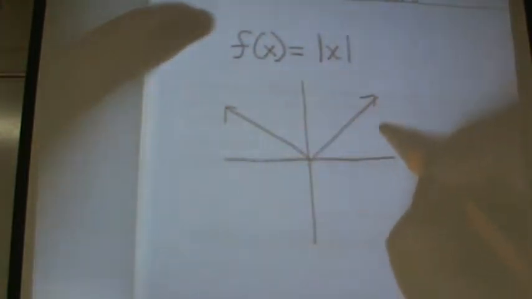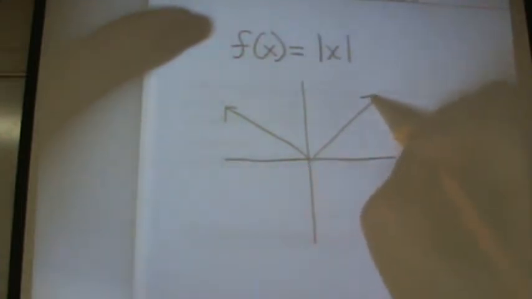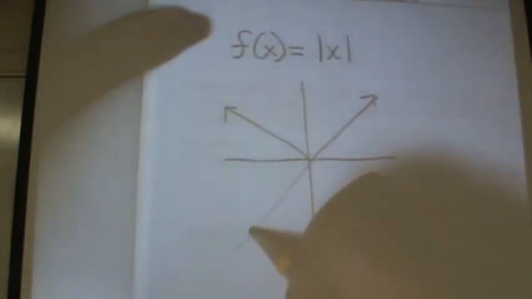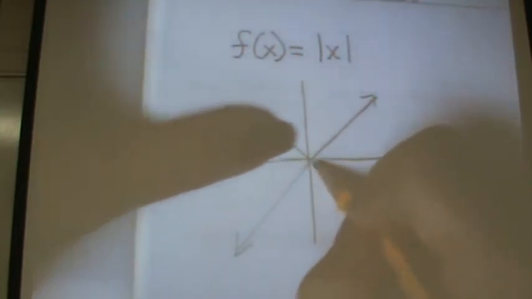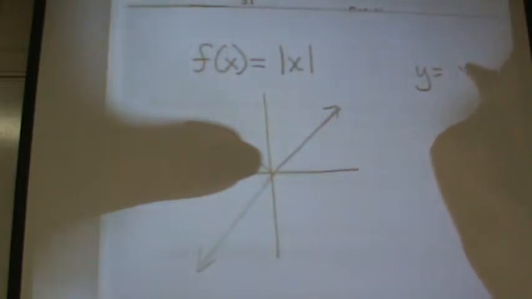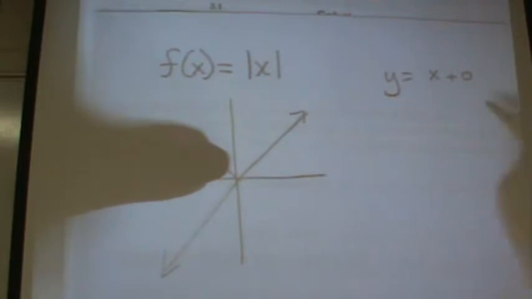Now, do you understand that this is really 2 lines? Yes. This is this line right here. Can you give me the equation of this line right here? X. It'd be y equals x plus, we'll write plus 0. You don't need that plus 0.